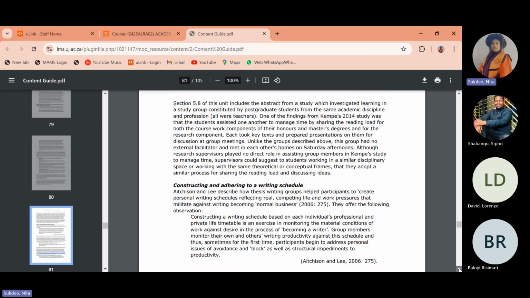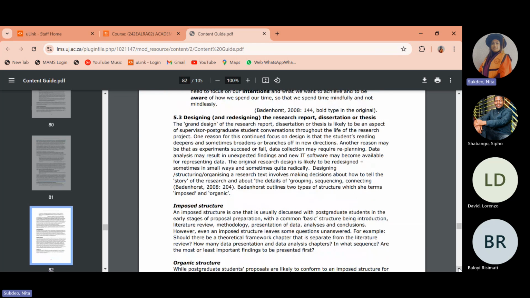Right. So what we are looking at today, we stopped at 5.3, which is designing and redesigning the research report, dissertation, or thesis. The reason why we say designing and redesigning is because I also gave you an example of my research, as well as students that are undertaking their masters and PhDs under my supervision. You don't just have one draft of your research report. So before you actually submit that final report for examination, you're going to go through a few drafts.